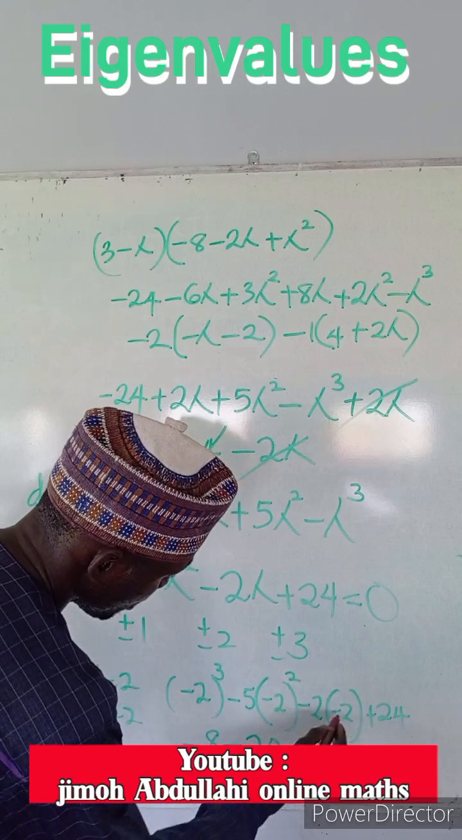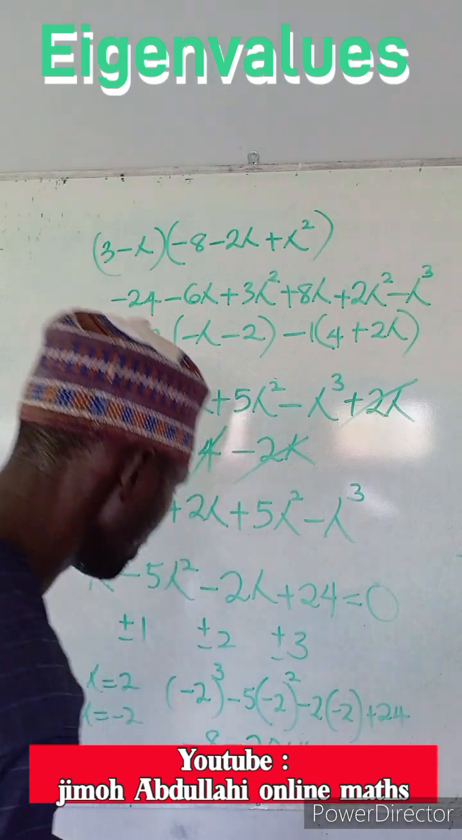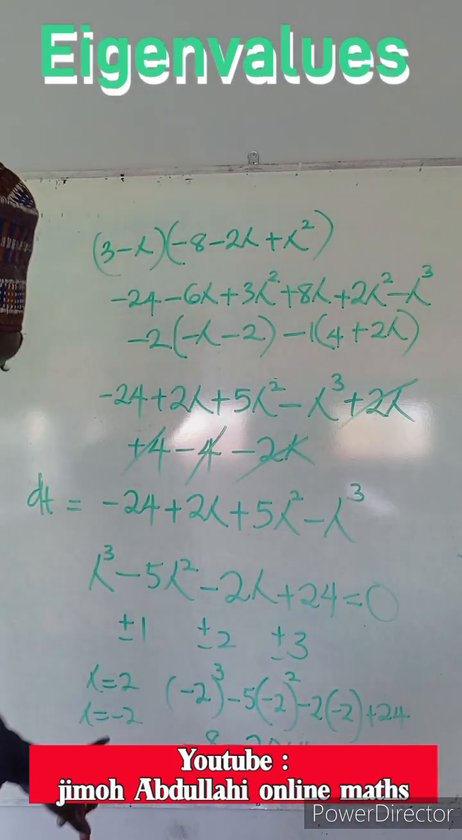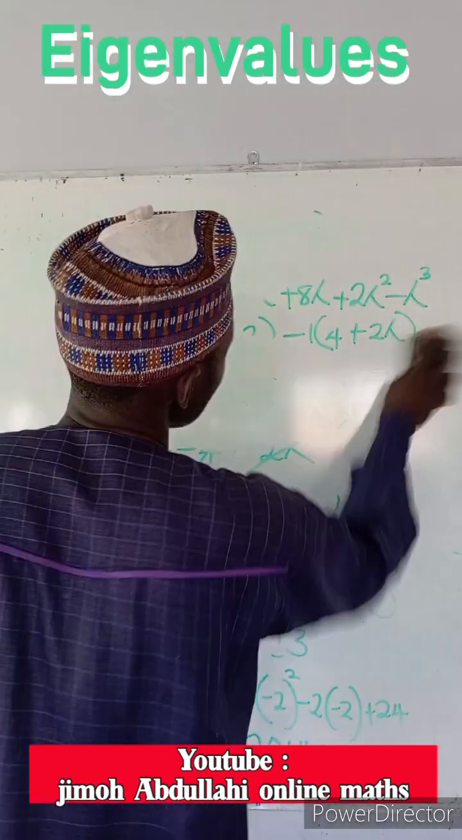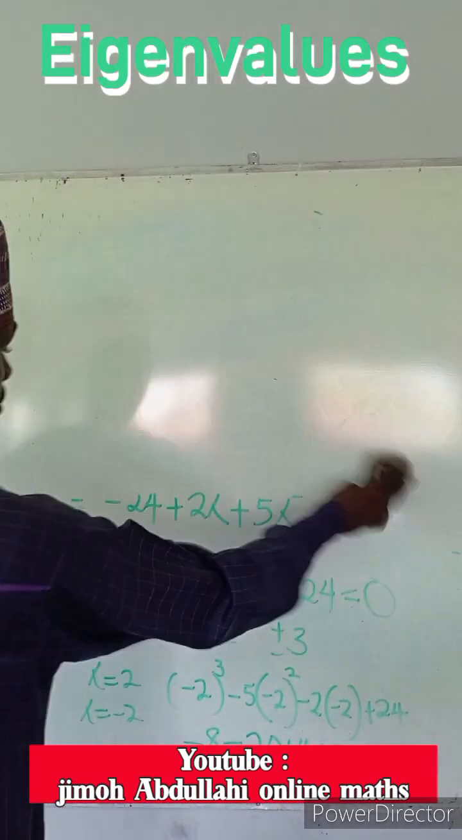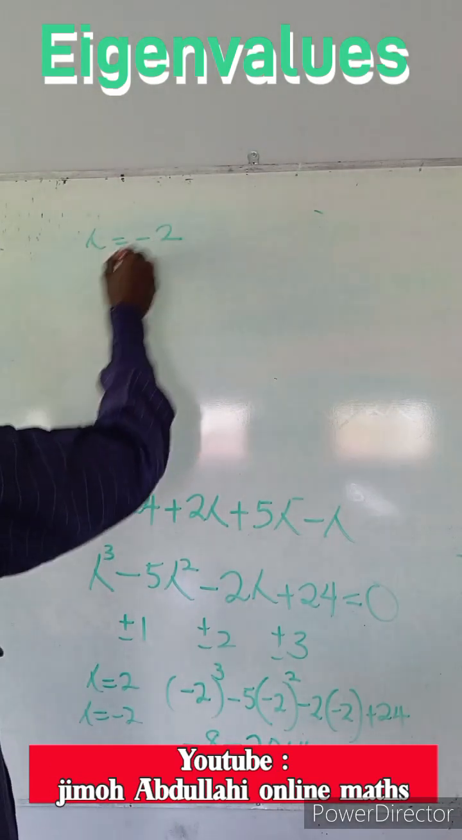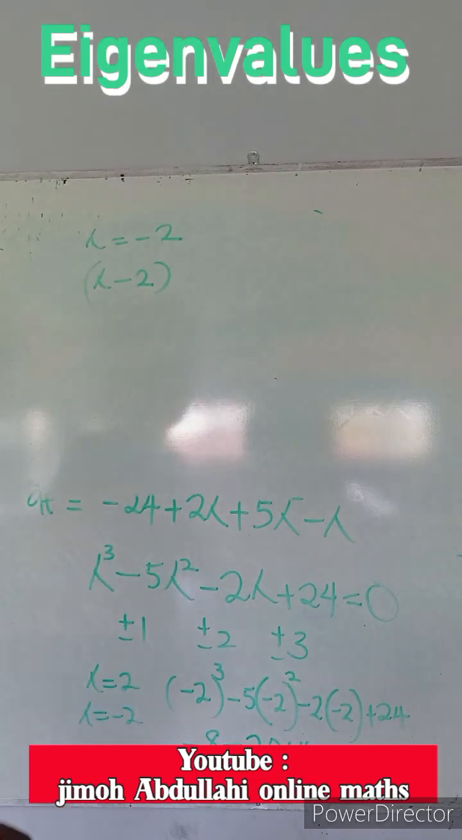Then this one, minus and minus, will give us 24. So let's see. This one will give us minus 28 plus 28. That will give us 0. So that means this is our factor. So that means lambda is equal to minus 2, which is the same thing as lambda plus 2, is what we are going to use as our factor.